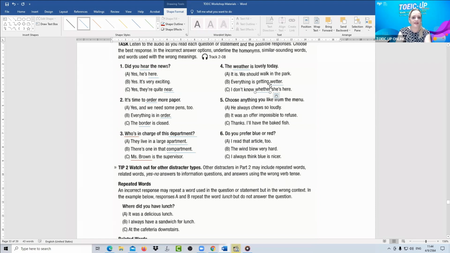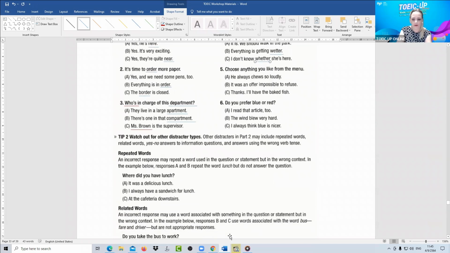B is wrong because everything is getting wetter. We are talking about weather, we're not talking about an object that is getting wetter, right? Also, wetter usually when it's raining, people aren't so happy. It's not lovely, right? People think like rain, like monsoon season. It's not lovely weather. Lovely weather is beach weather. So you can go to the beach. I don't know whether she's here. The true homonym whether means something completely different. Okay, let's look at number 5.